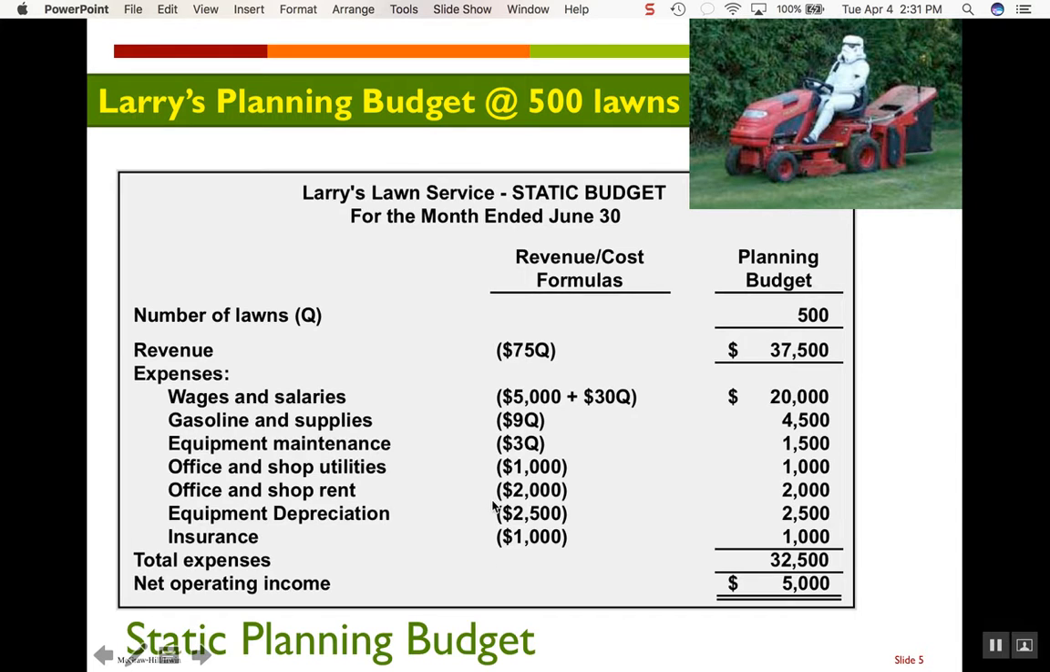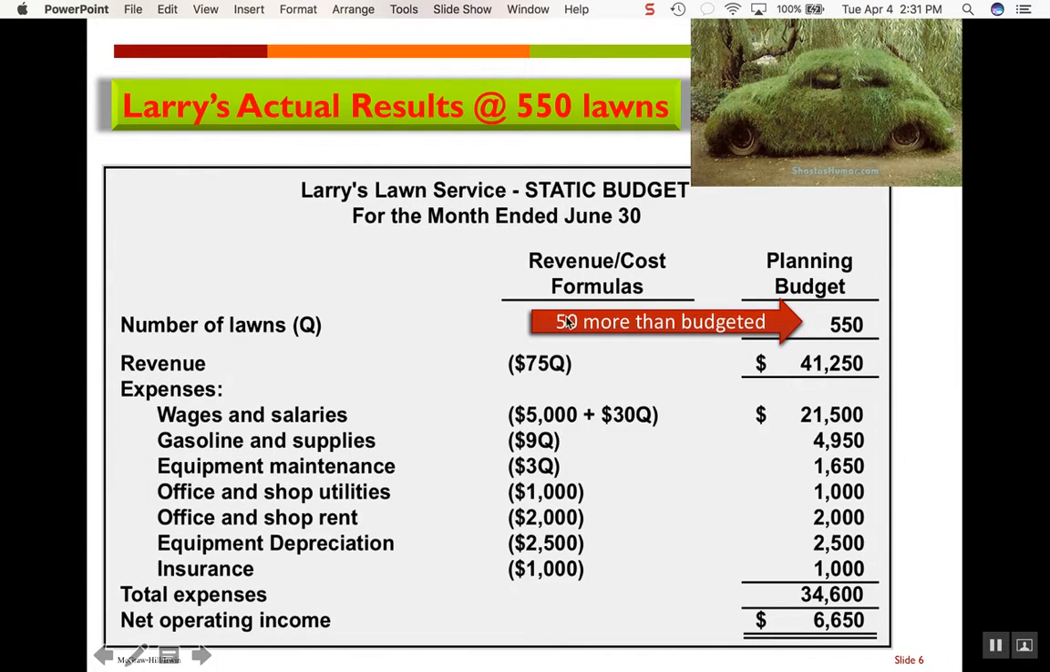Okay, so the next thing we're going to do is look and see what happens when the end of the month or the end of the period comes. And in Larry's case, he actually wound up mowing 550 lawns. So at 550 lawns, based on his $75 per lawn measurement, this was the revenue that he should have gotten. And then you just carry this on down. 5,000 plus 30 times 550 would be that, and so on and so forth.